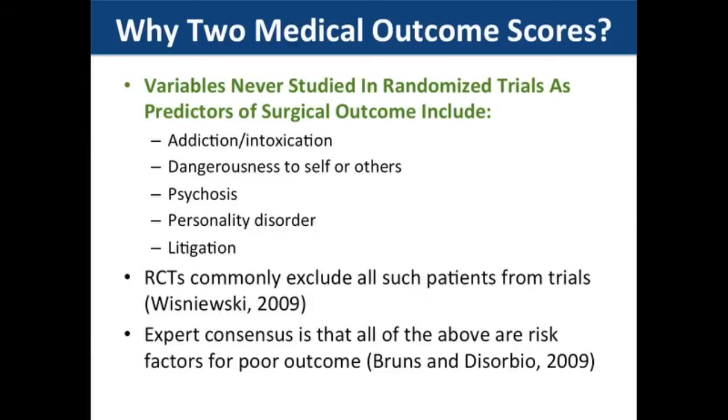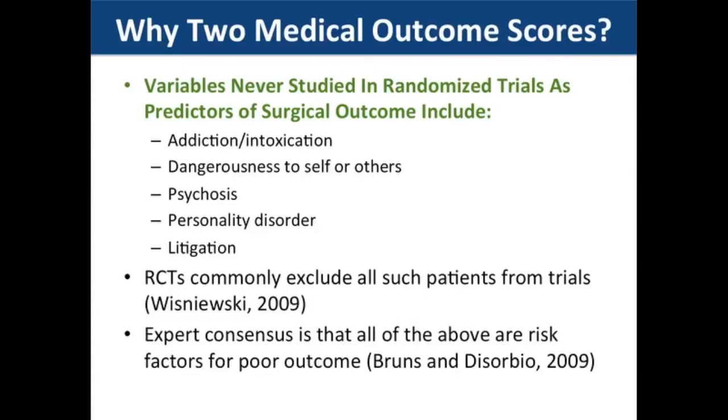Many variables never studied in randomized trials, which include addiction, dangerousness to self or others, psychosis, personality disorder, litigation. Typically, randomized controlled trials exclude all such patients. But expert consensus is that these risk factors may be more important than the more mundane yellow flag risk factors that Den-Boer and Celestin studied.